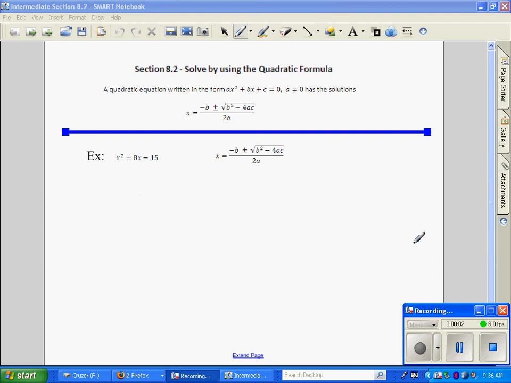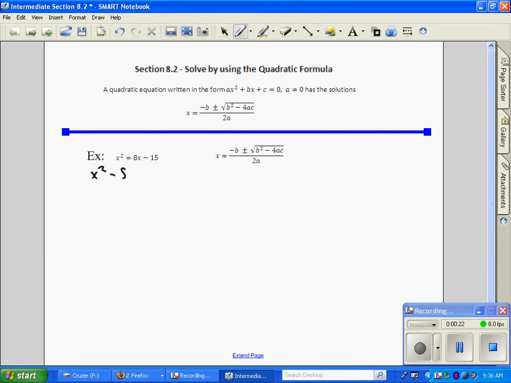In section 8.2, we're going to solve equations by using the quadratic formula. We have our form, it's ax squared plus bx plus c equals 0. Once we get it in that format, we name our a, b, and c, and we plug it into this formula to solve it.